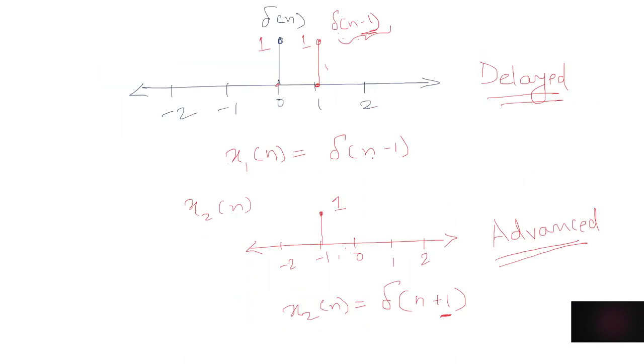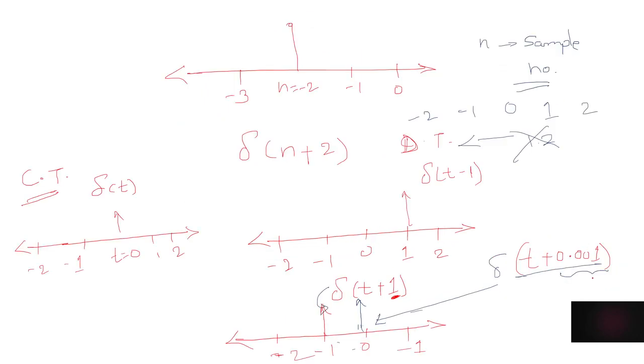X1 is equal to del of n minus 1 was written, where instead of the impulse being at 0, we got it at 1. That is known as the delayed version of the unit impulse. And if it is at minus 1 instead of 0, this is called the advanced unit impulse, that we have seen yesterday.